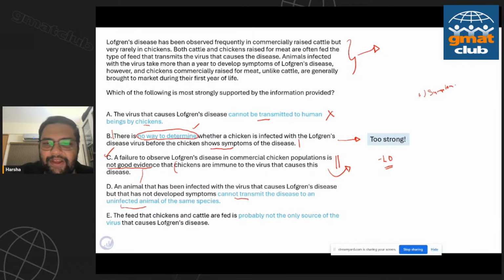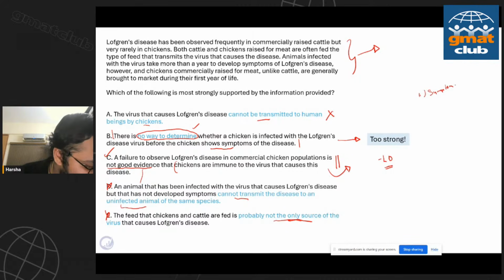How do we know that? You're telling me that chicken cannot transmit to chicken or cattle cannot transmit to cattle, right? We don't know that. The passage does not go into that territory at all. So that's how we reject D. And of course, we don't know if it's the only source or it's not the only source. No, nothing in the passage provides any information on this. I hope this helps. This was a medium level question. If you go and check on GMAT Club, this would be your 605 to 655 level question.